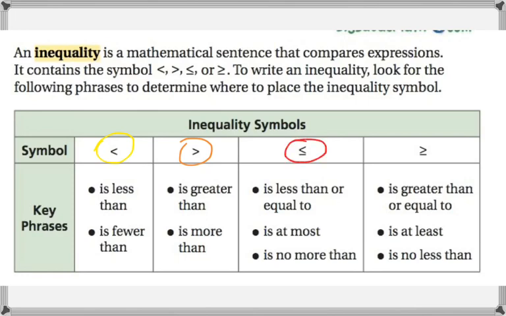Your less than or equal to, key phrases are "is less than or equal to," "is at most," or "is no more than." All three of those are referring to your less than or equal to symbol. And your greater than or equal to symbol, your key phrases are "is greater than or equal to," "is at least," or "is no less than."